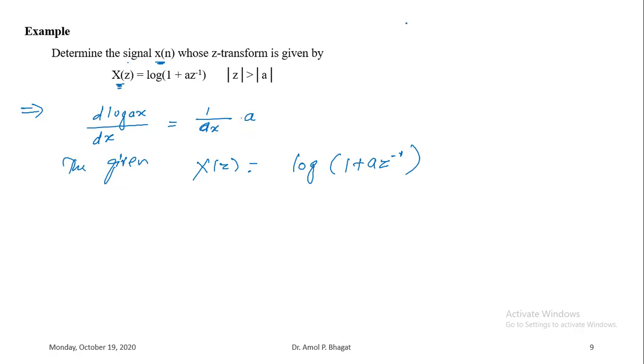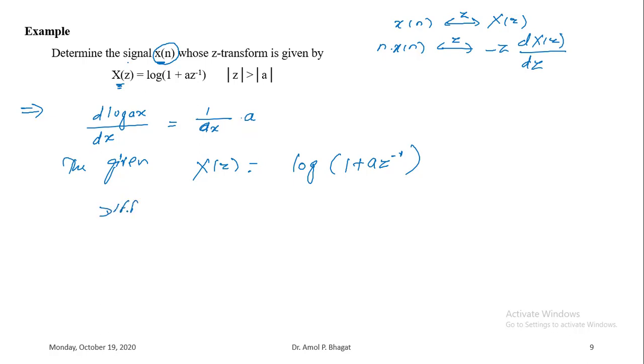We want to determine x of n here, and as per the differentiation in z domain property, if x of n has z transform X of z, then n times x of n has the z transform minus z times the derivative of X of z with respect to z. So initially we will take the derivative of this given X of z, and then from that derivative we want to identify x of n.